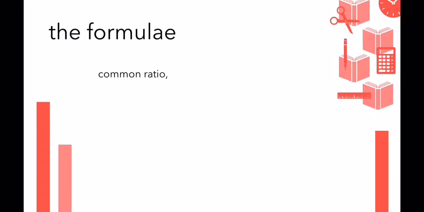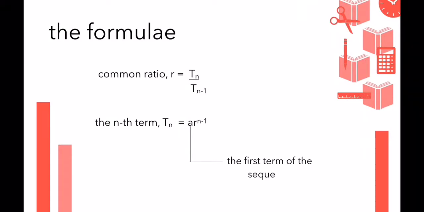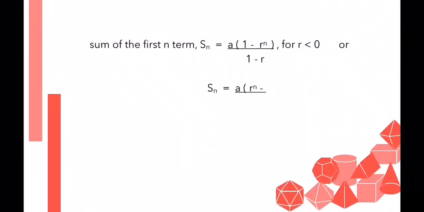Here is the list of formulas of geometric progression that you need to know. Firstly, we have the common ratio. We represent it as the letter R. Secondly, we have the formula to find the nth term. A represents the first term of the sequence. Third, we have the formula for the sum of the first n terms. It is divided into two formulas depending on the value of the common ratio. And lastly, we have the formula to find the sum to infinity.